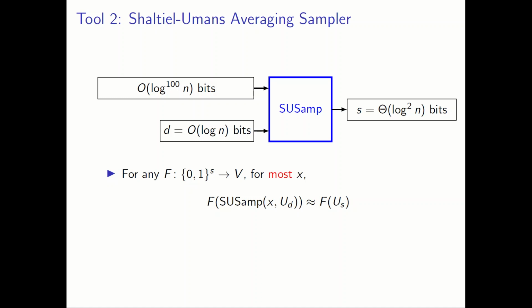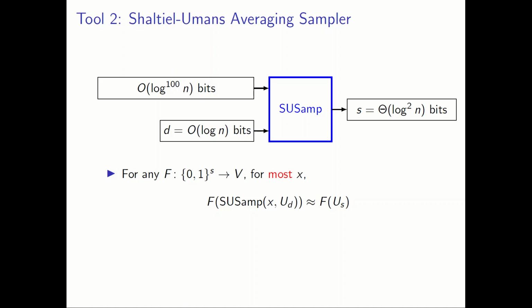Just to be precise, what I mean by that is you can consider any function f that's using these s bits and outputting an element of some potentially large codomain V. And the guarantee is that for most x, the first input to the sampler, the sampler fools f, in the sense that f behaves the same if you run it on a truly random input versus if you pick just a random second input to the sampler and consider that distribution instead.